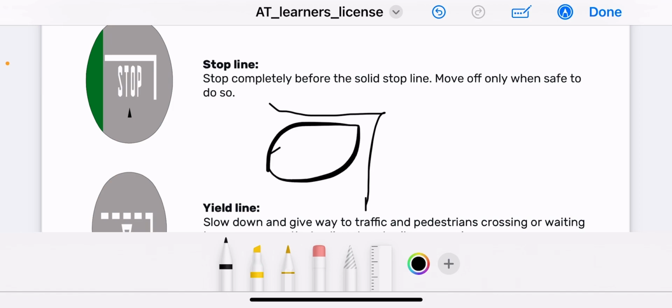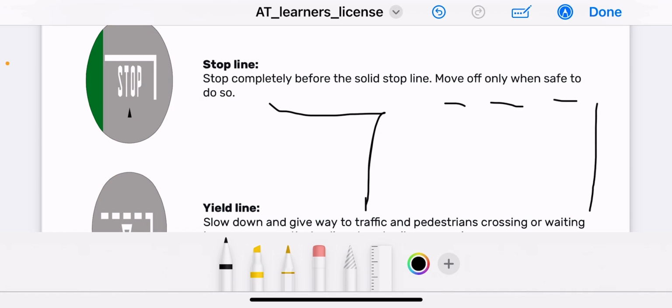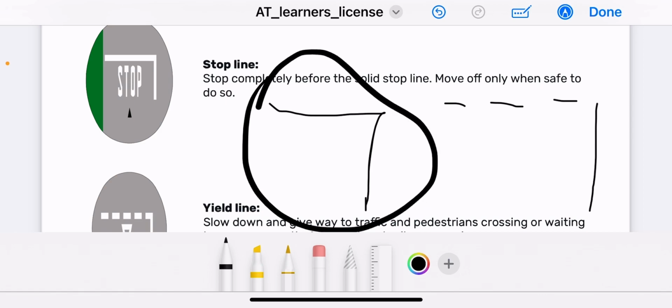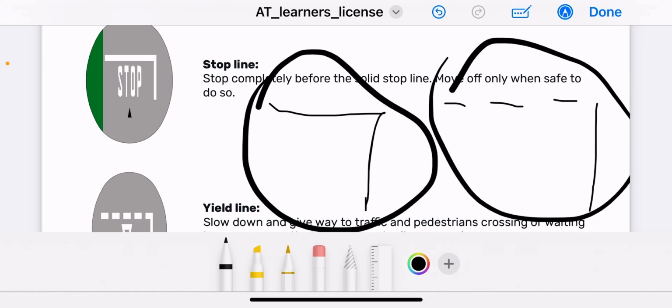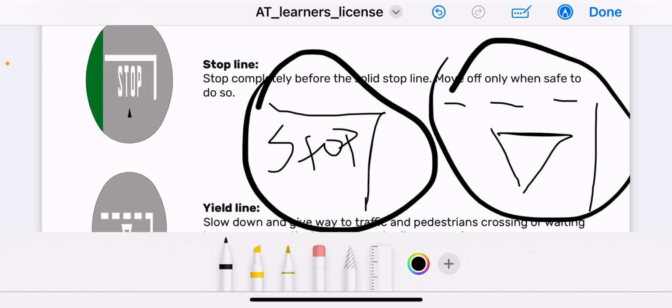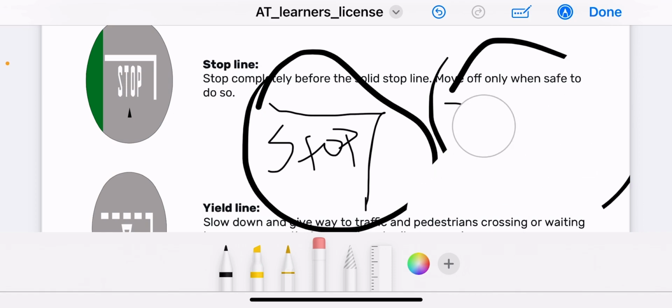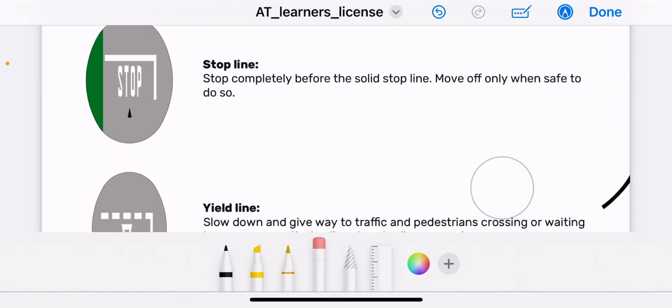So also, if you find it like this, you know that this is stop and that is yield line, because sometimes they won't write stop and sometimes they won't draw the yield sign. It will just be lines. So you must know that is a yield sign and that is a stop sign marking.